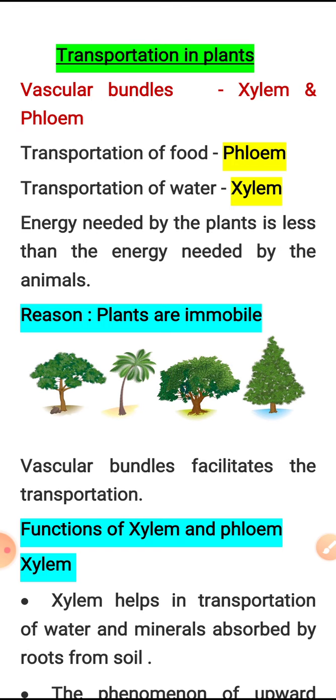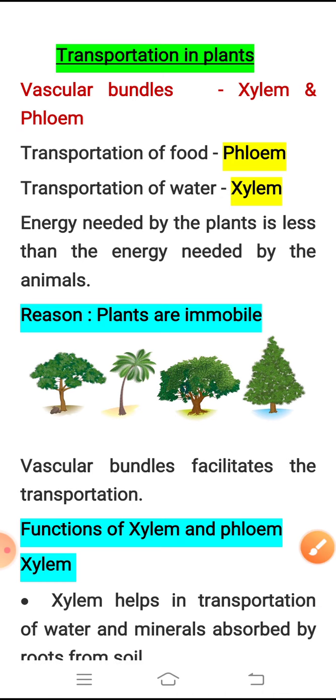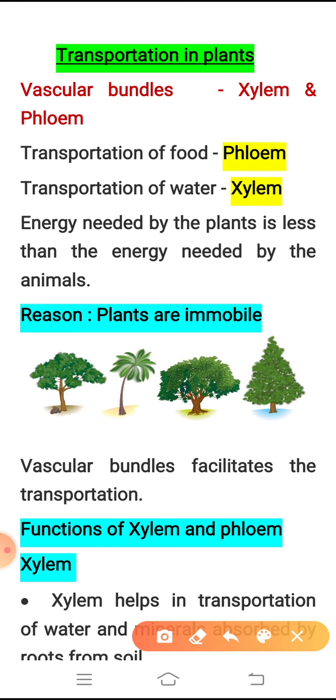The transportation of food and water is taken care of by the vascular bundles. What do these vascular bundles comprise of? They comprise xylem and phloem. Now we are going to understand how xylem and phloem help in transporting the water and the food to various parts of the plant.